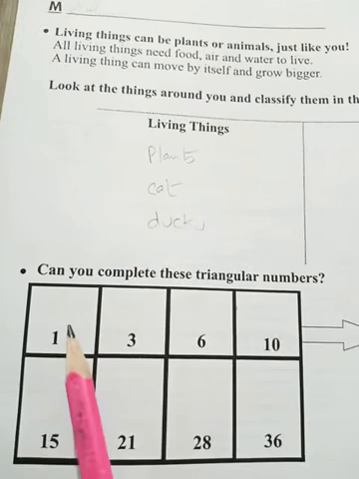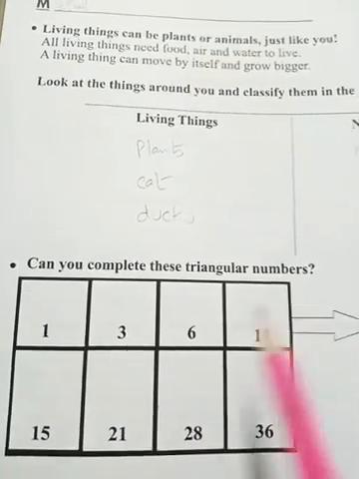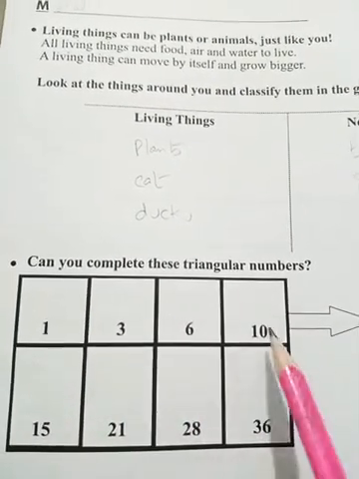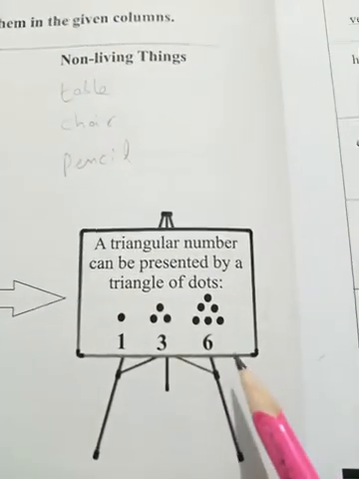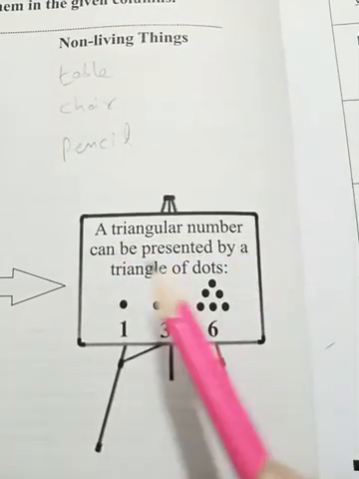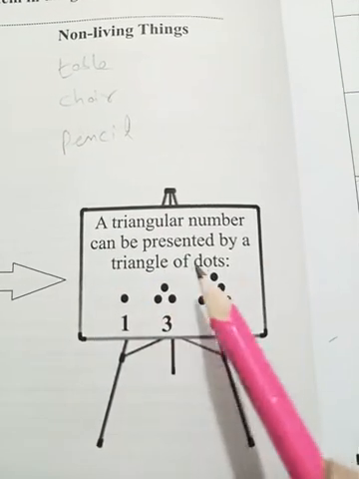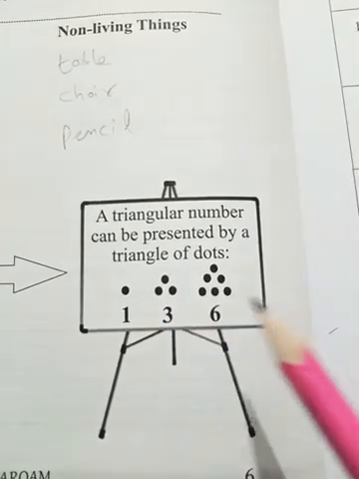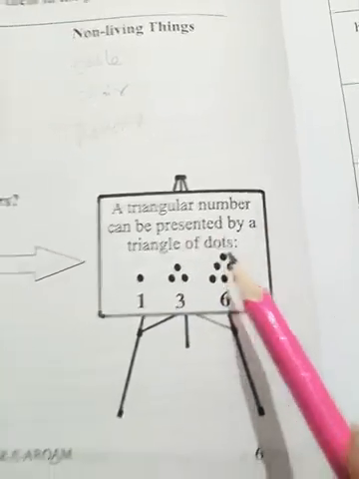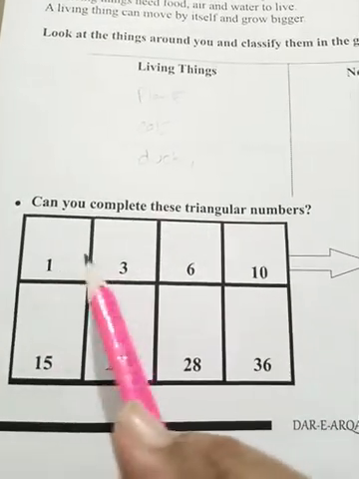Next is an activity. Can you complete these triangular numbers? 1, 3, 6, 10, 15, 21, 28, 36. Now here they have given us an example. A triangular number can be presented by a triangle of dots. See 1, then a triangle of 3, then triangle of 6. So we have to make the triangles.